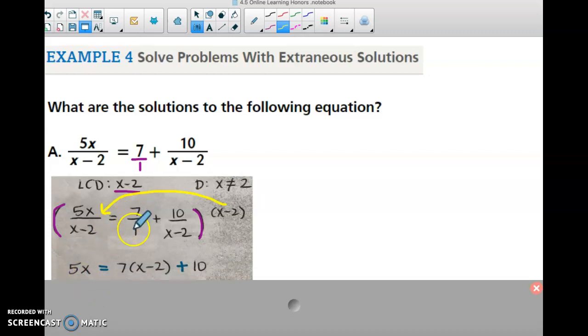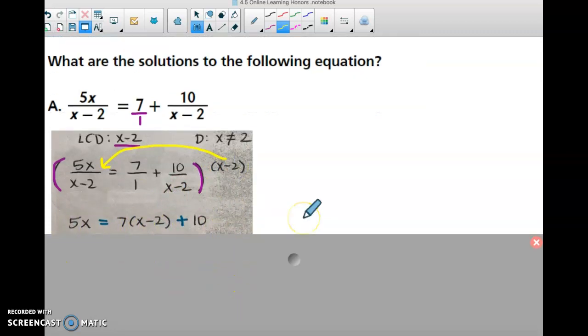Again here, 7 over 1 times x minus 2, nothing cancels. It's just a whole number. I'm going to have 7 times x minus 2. And then plus 10 over x minus 2 times x minus 2, that x minus 2 is going to cancel, and I'm going to be left with 10. If you need to, obviously write it out on the side, go for it, but I hope we'll get to a point where I see that this is just going to cancel with anything in my denominator. And if it doesn't, it's going to be multiplied with the numerator, like with that 7. Okay? Once I get rid of my fractions, this is basic algebra.